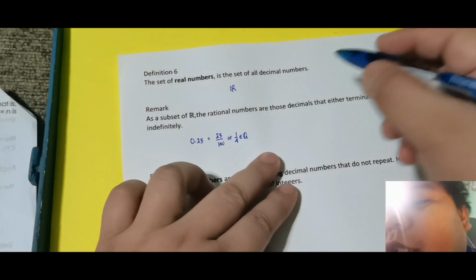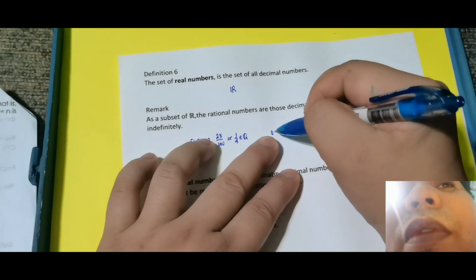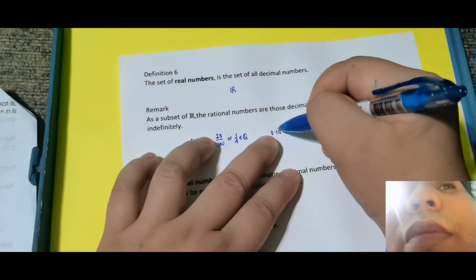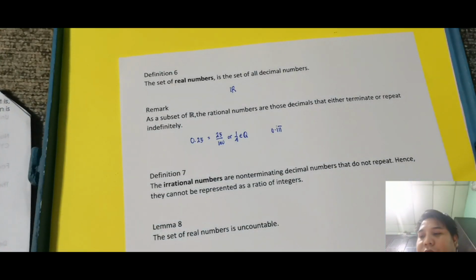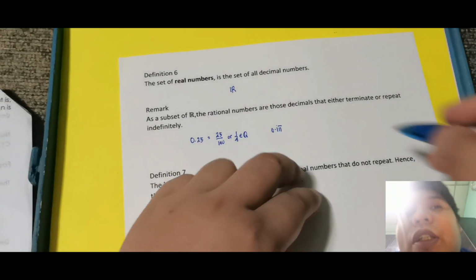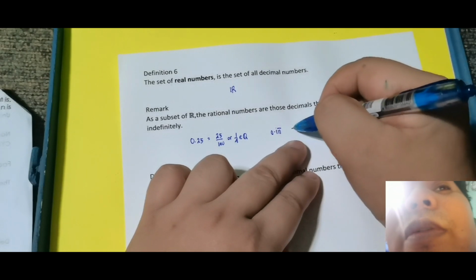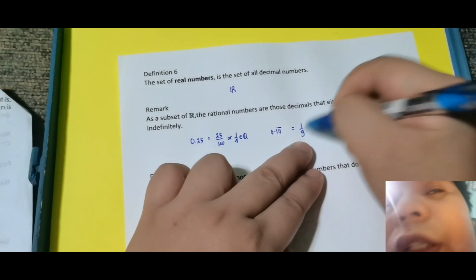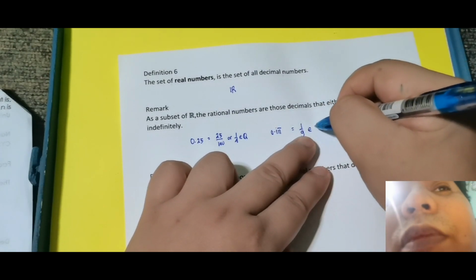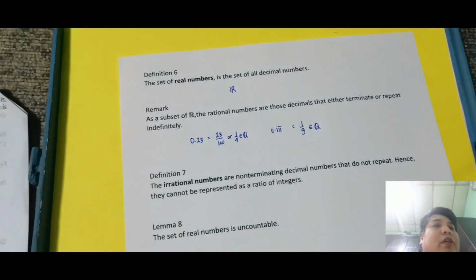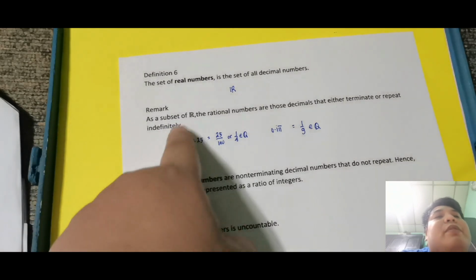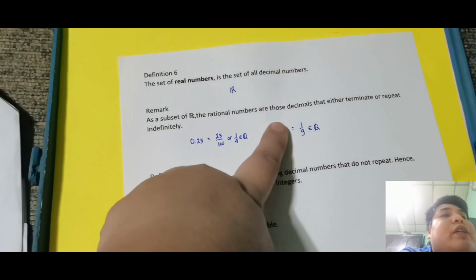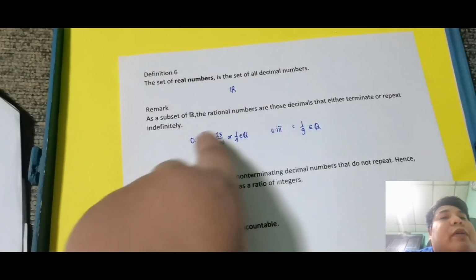Okay, another example, kunyari si 0.111 bar. Paano ba equivalent nito into fraction? Ang equivalent nito into fraction is 1 over 9. Okay, which is also an element of Q. Which is also element of rational number pa rin naman. So, sabi, a subset of R, the rational numbers are those decimals that either terminate or repeat indefinitely.